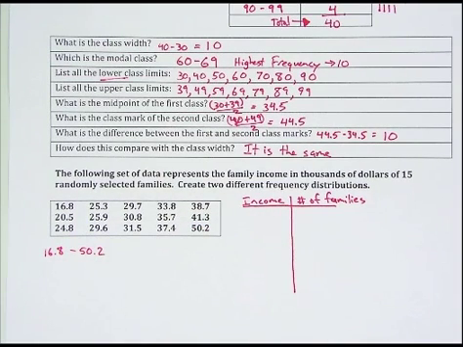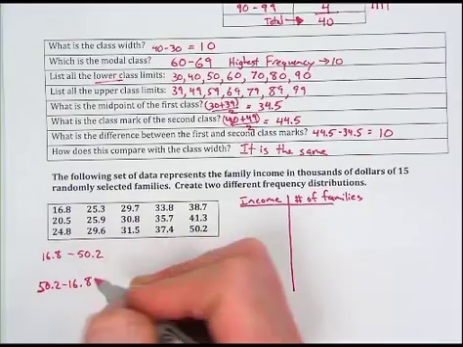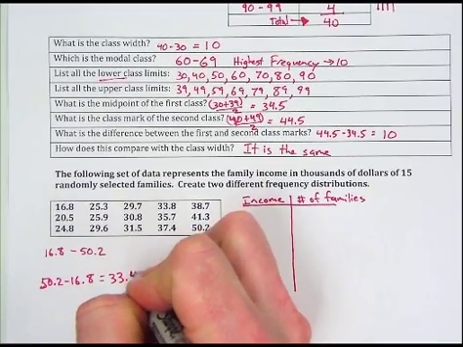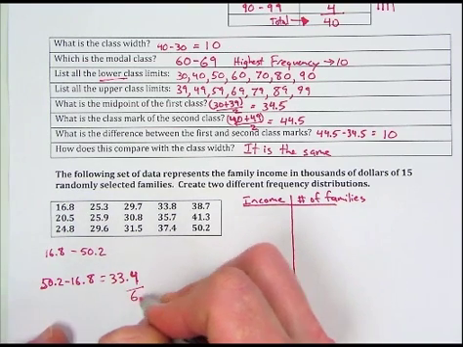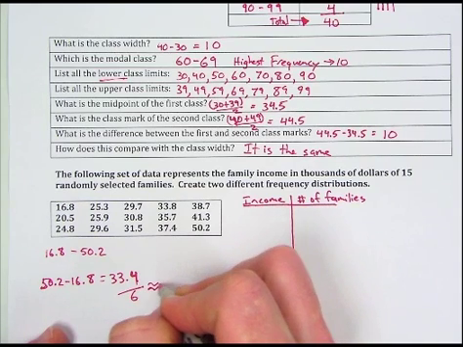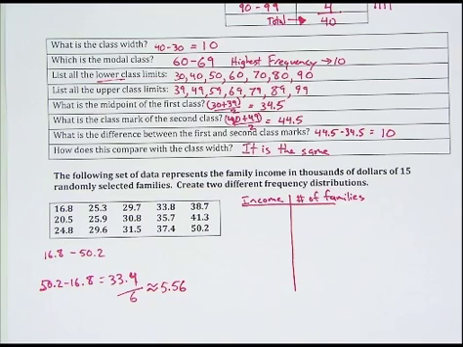So one way we can do this, we need to figure out so that every piece of data falls within a class. So what we can do is find our difference here. 50.2 minus 16.8. Now we can decide how many classes we want to have. Let's just say we want to have 6 classes. So if we divide this by 6, it's going to give us a number like 5.56. So we know we need to pick something around that.